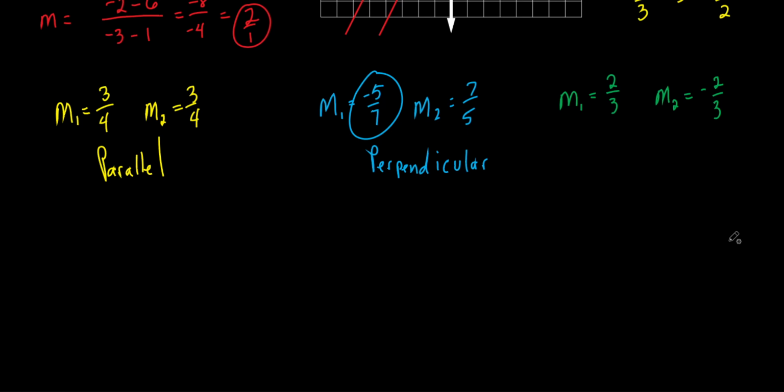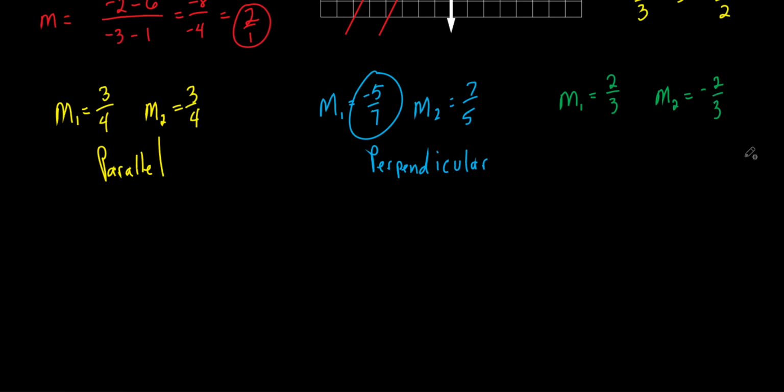Because they're not what? Well, they are opposites of each other. This is positive, that's negative. But they're not reciprocals of each other. This is 2/3, that's 2/3. Did I flip the fraction? I did not flip the fraction. Now look, one is positive, one is negative. So that gives me maybe an indication that they could be perpendicular. Okay? But what else do I have to do? I got to flip the fraction. I got to take the reciprocal.